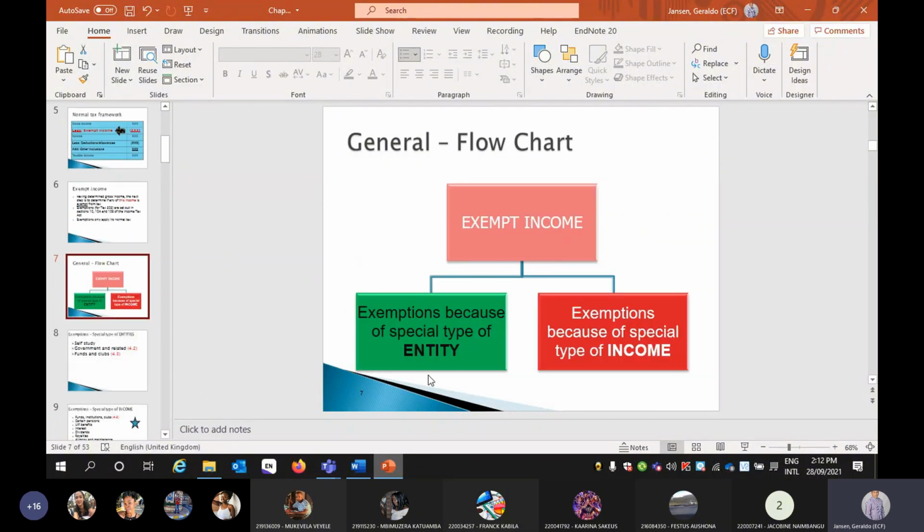Yesterday I also gave you the two reasons why income will be exempted. Firstly, because the entity might be an exempt entity. Today we will look at those types of entities, like municipalities and political parties. You know, in Namibia we have SWAPO, PDM, LPM, all these. Those are all entities that are exempted for tax purposes. And secondly, because the income that certain people or entities earn qualifies as exempt income, a special type of income.